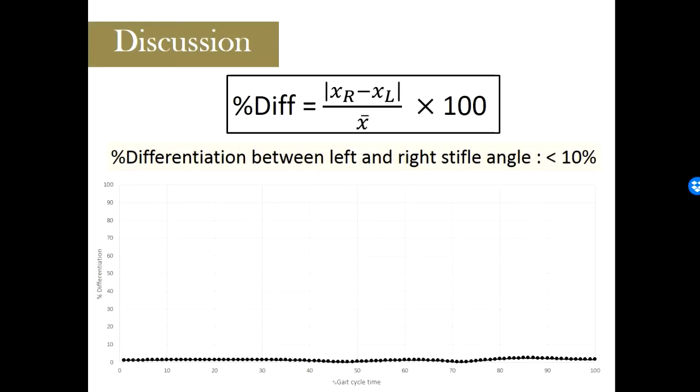According to our result, there is no difference between the left and right stifle joint. We calculated the percentage of differentiation between the left and right stifle angle in normal dogs. The result is less than 10%.